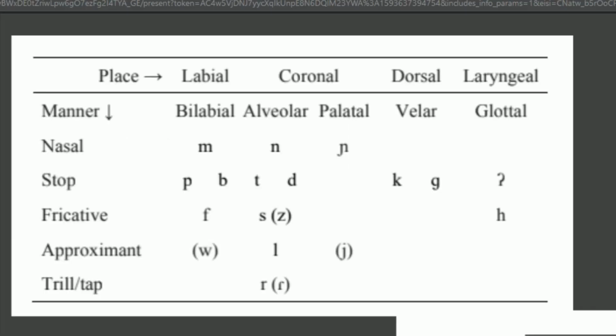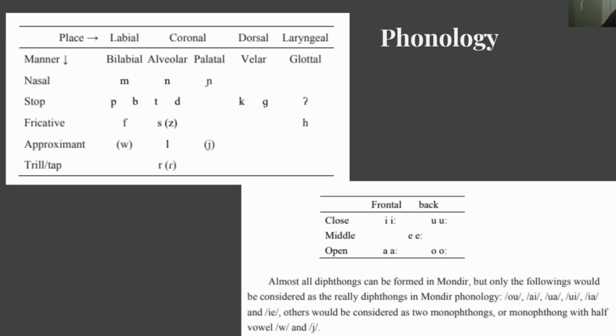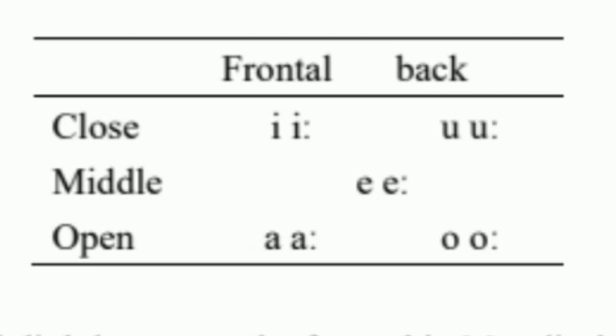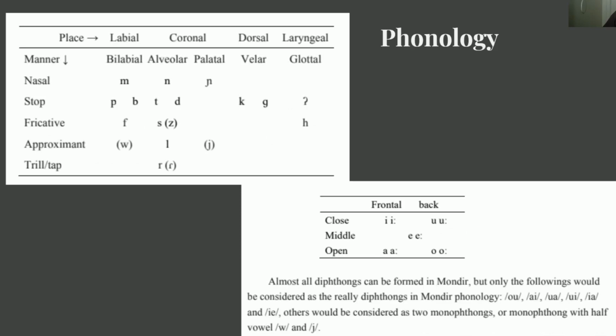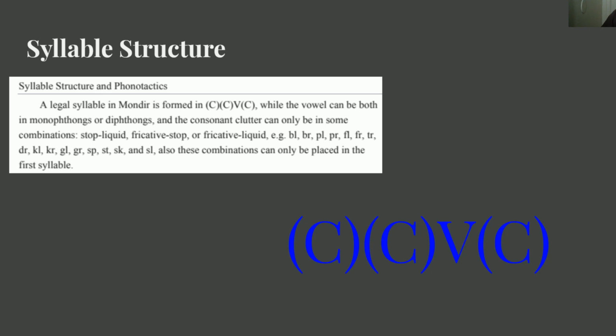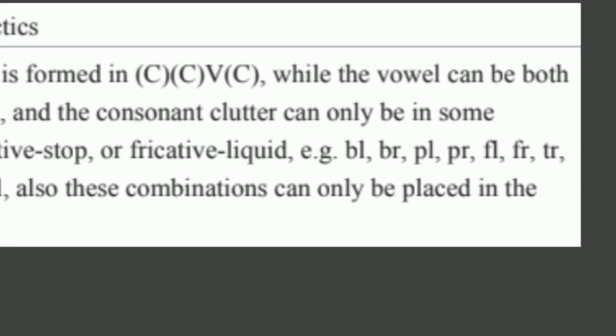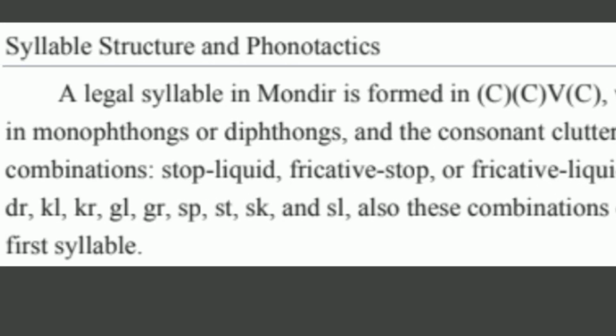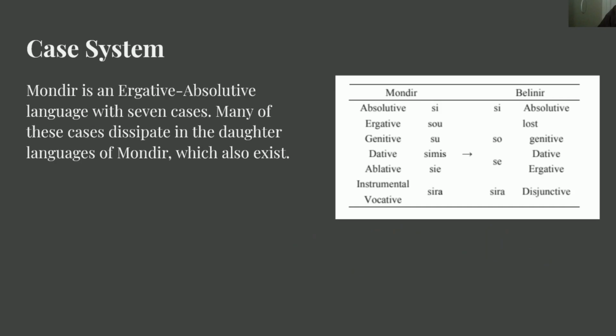We have ma, na, nya, pa, ba, ta, da, ka, ga, fa, sa, ha, la, ra, and sometimes za, wa, ia, and ra. And then for the vowels, we have i, u, e, a, o, along with a few diphthongs. The syllable structure is generally CCVC, and consonant clusters can only happen in certain circumstances that are shown on the screen. Then we have the case system.